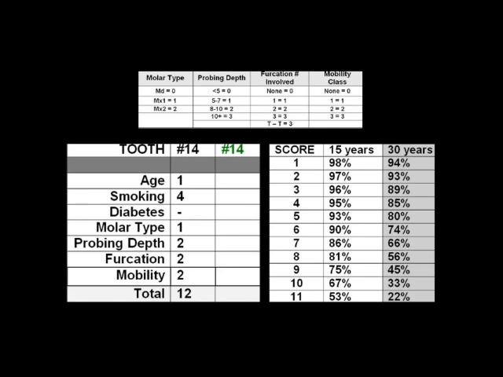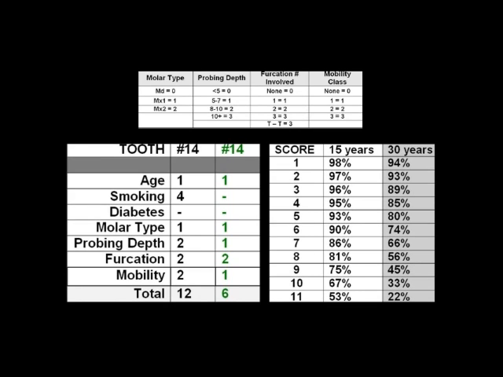Now let's see what we can accomplish with treatment. First of all, the age is not going to change, but in this case, the patient is going to stop smoking, so we can take a 4 off. They're not going to be diabetic, and the molar type will remain the same, and the probing depth certainly could be reduced, and let's say we get that down to a 5 millimeter probing depth generally. There are 2 furcations involved, and that will remain, but by the occlusal therapy and reducing inflammation, certainly the mobility would be reduced, and now we have a score of a 6.